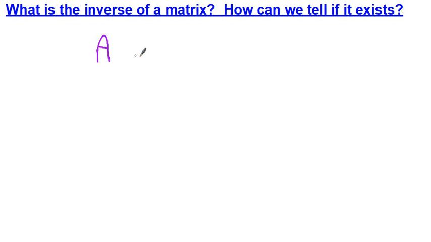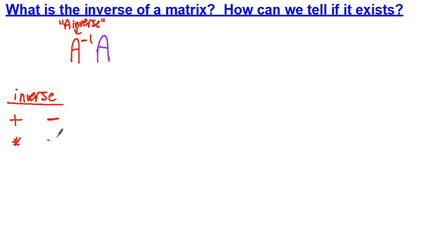The symbol for the inverse of a matrix is A with this little -1 right here. You read that as A inverse, or the inverse matrix of A. Inverse is a fancy word for opposite. For example, when we're talking about math operations, the inverse of adding is subtracting. The inverse of multiplying is dividing. The inverse of square rooting something would be squaring something. The inverse of multiplying by a matrix is multiplying by its inverse matrix.